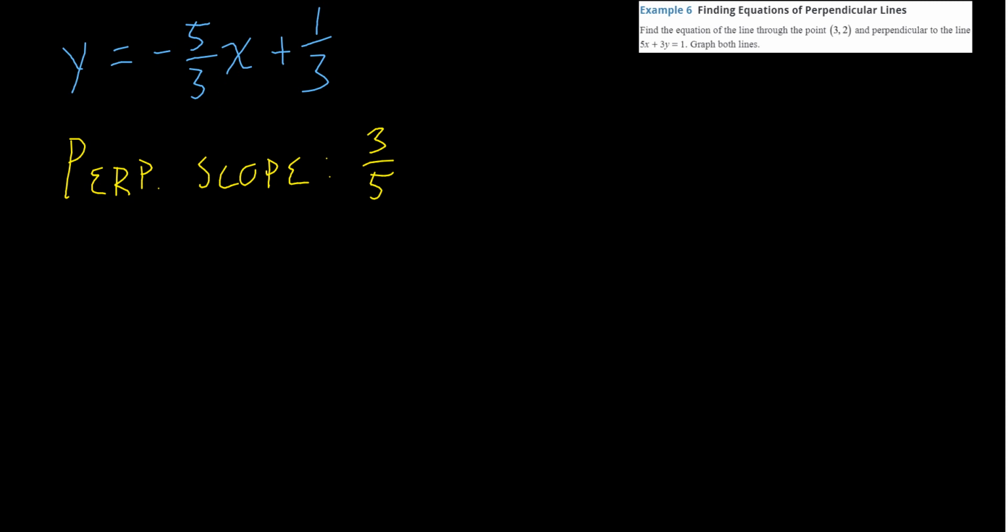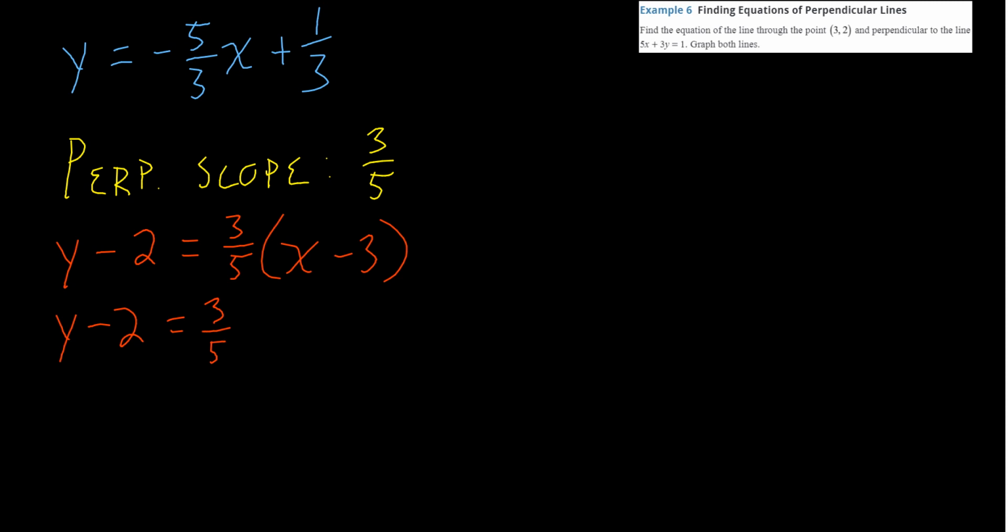And then we just do point-slope form again, right? So we'll put it in red, I guess. y minus y1, which is a 2, is equal to 3/5. Again, that's the slope. And then x minus x1, which is a 3. It's x minus 3. And then we've got y minus 2 is equal to 3/5 x, and then 3/5 times negative 3 is negative 9/5, so minus 9/5. And then we're going to add 2 to both sides.